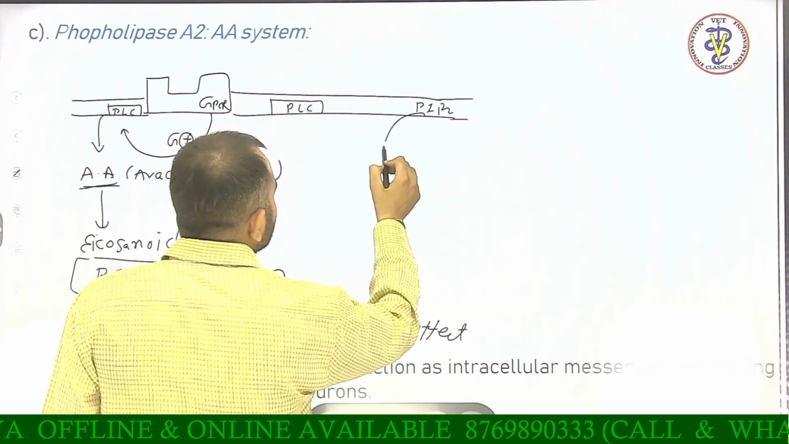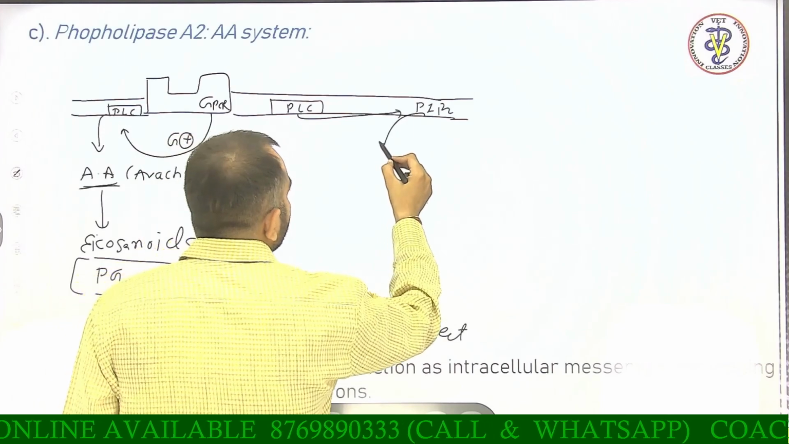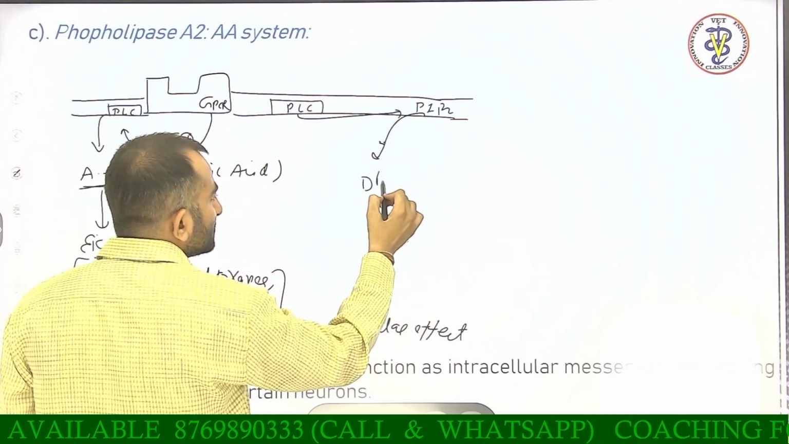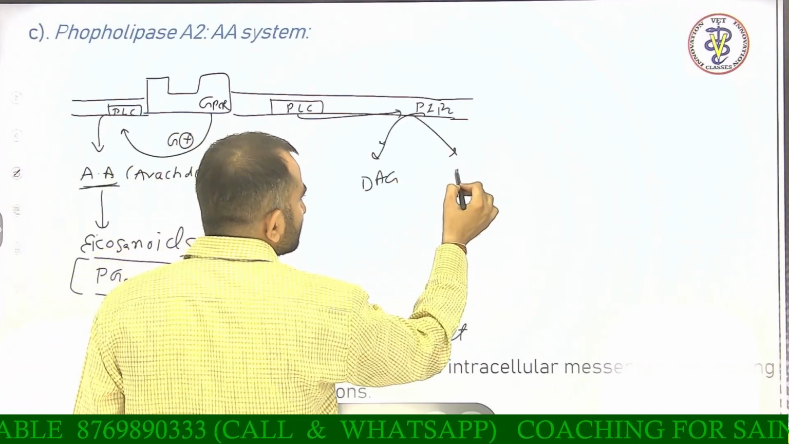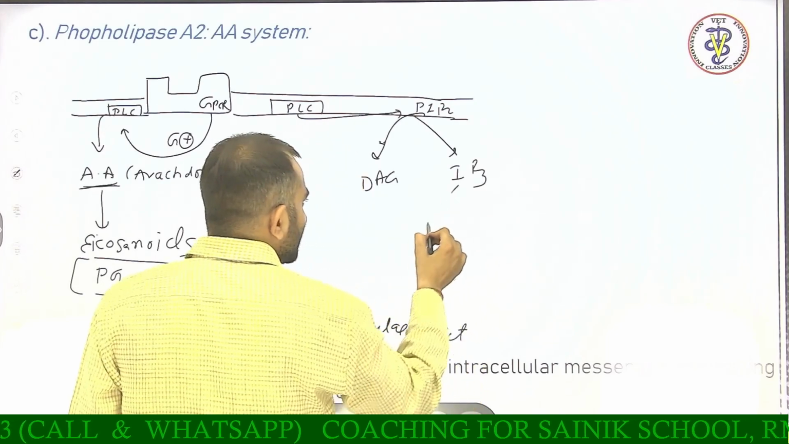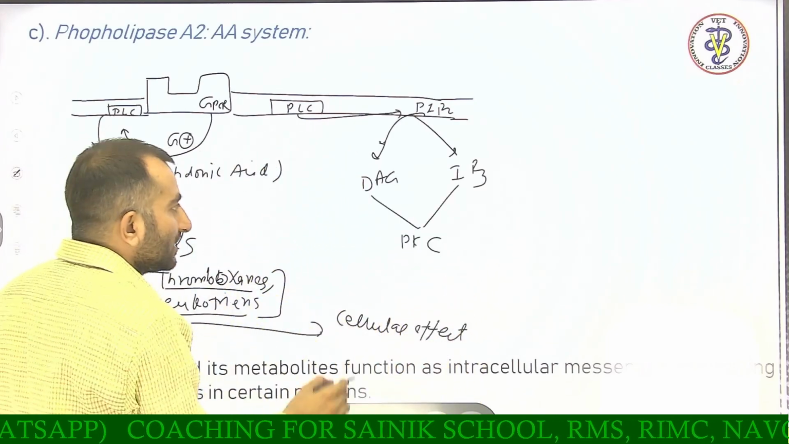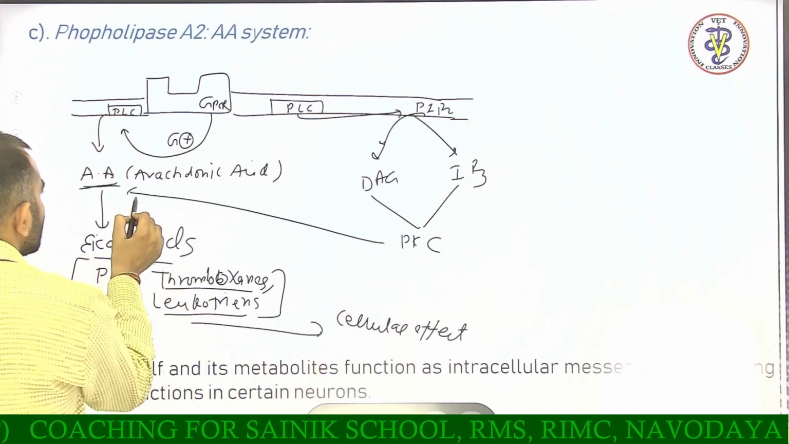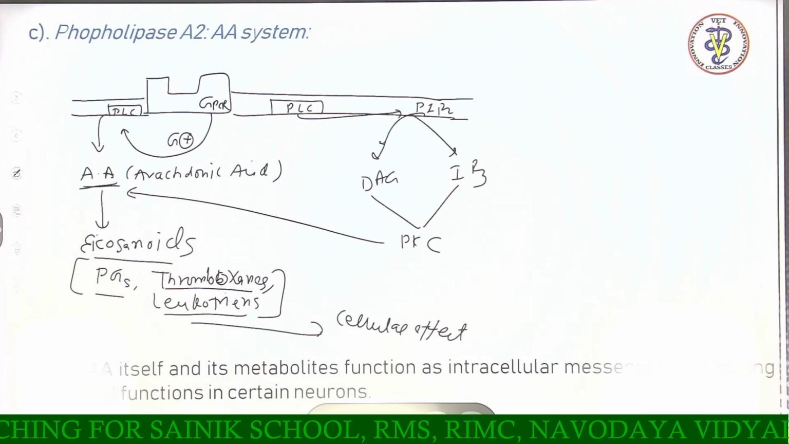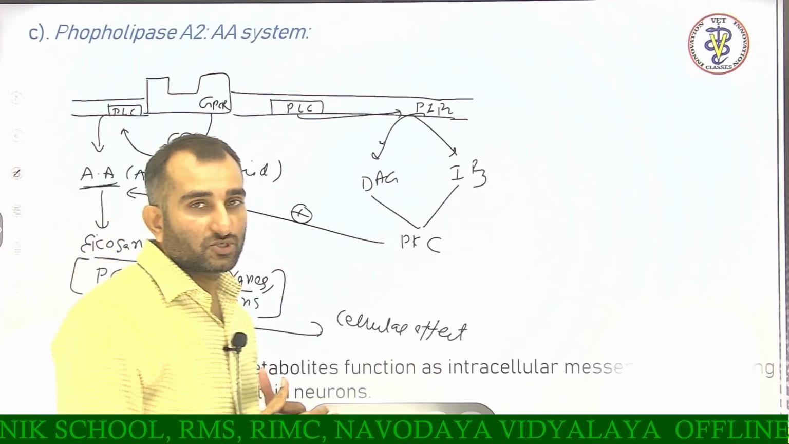and this system is again supported via PIP2 also, because PLC is converting PIP2 into two forms, one is DAG and second is IP3, and IP3 and DAG both act on PKC, protein kinase C, and protein kinase C is again responsible for the formation of arachidonic acid from the PLC. So it also has positive effects. So this is the AA system.